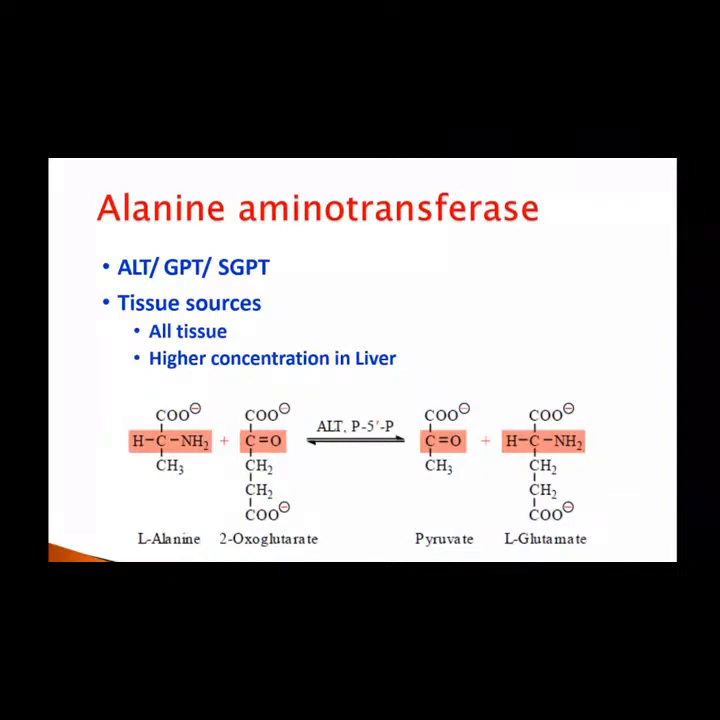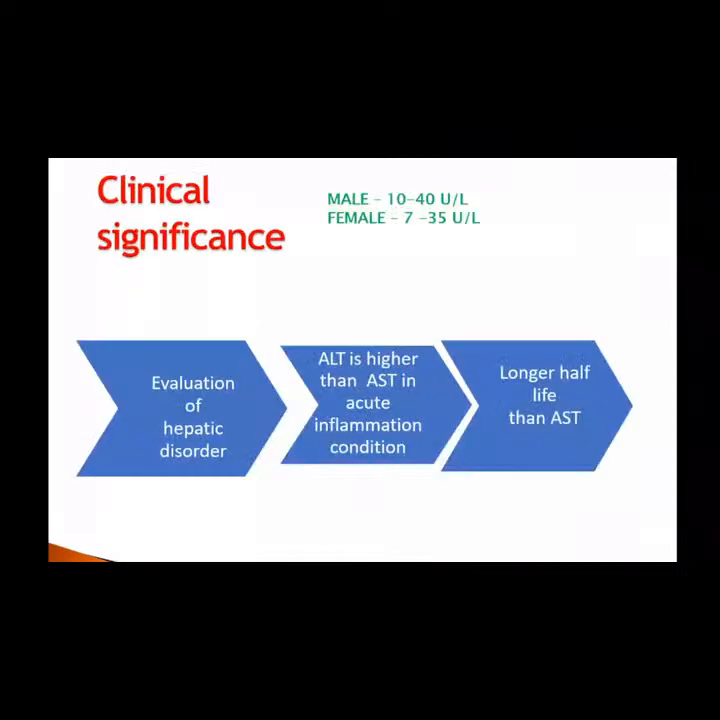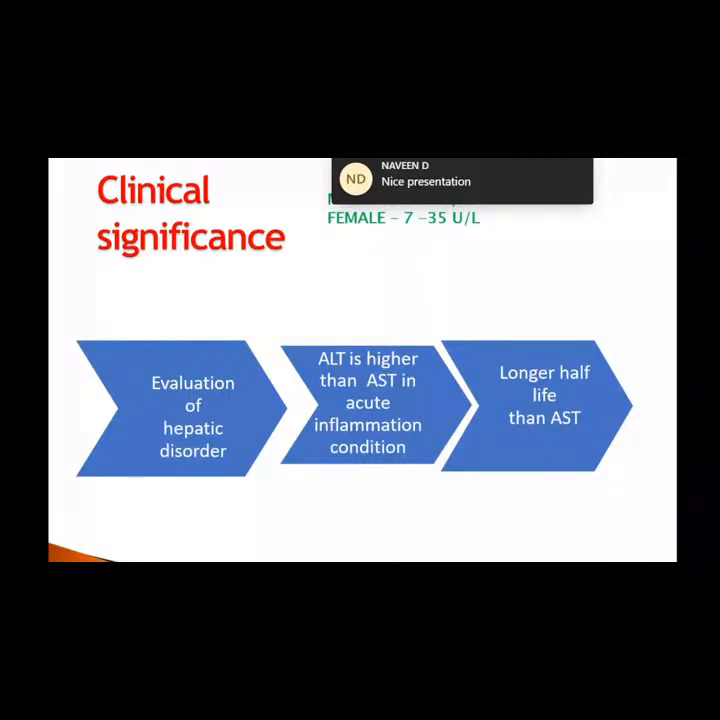And coming to alanine aminotransferase, it is otherwise known as AGPT. What is AGPT? Serum glutamate pyruvate transaminase. I repeat: serum glutamate pyruvate transaminase. The source of this enzyme is all tissues, including kidney, liver, and also muscle and heart. Next slide. The normal level of ALT in males is 10 to 40 units per liter, and in females 7 to 35 units per liter.